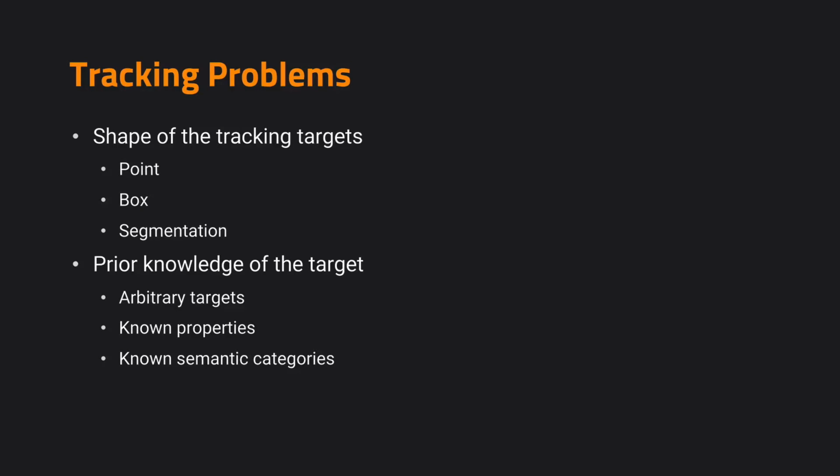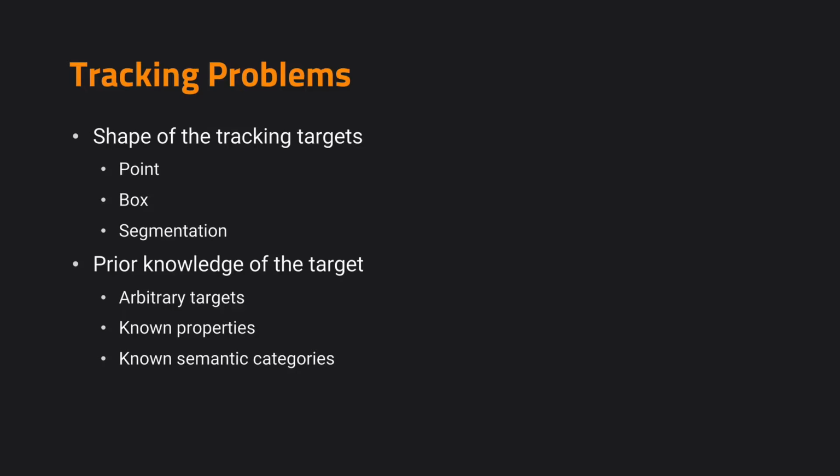Tracking tasks are usually divided according to several aspects. The first aspect is the shape of the tracking targets. It means that you may want to represent your target in different ways. You may say that I want to track a point, like a corner, so that I can use it to find correspondence across frames. Or you may say that I want to represent my target as a box, because you only care about its location and extent. Or you want to have a more fine-grained understanding of the target so that you want to know the segmentation or the pixel level information of your tracked objects.